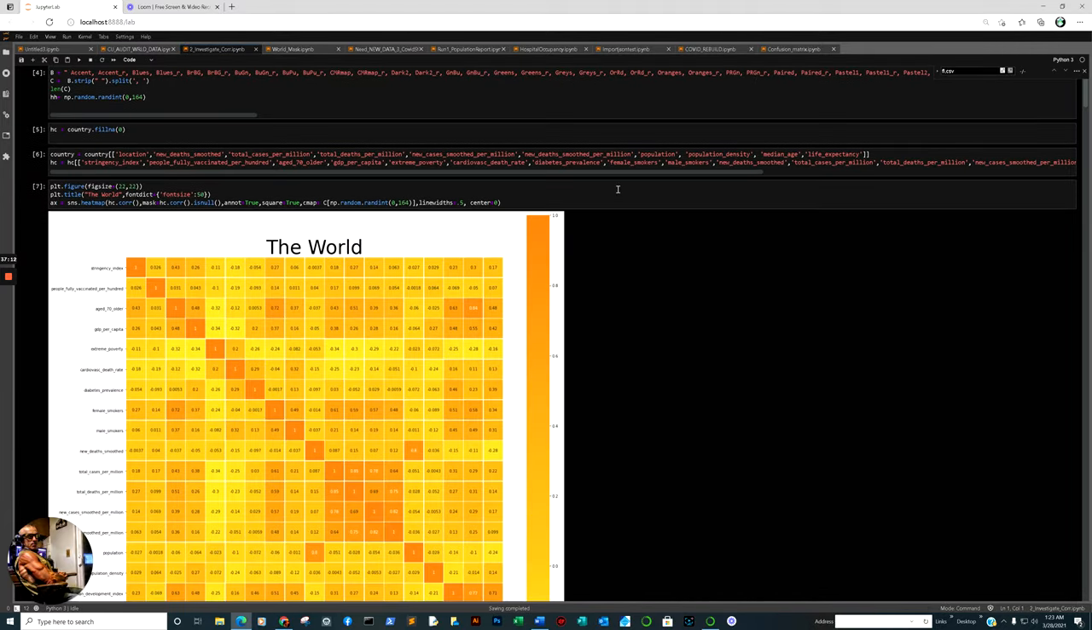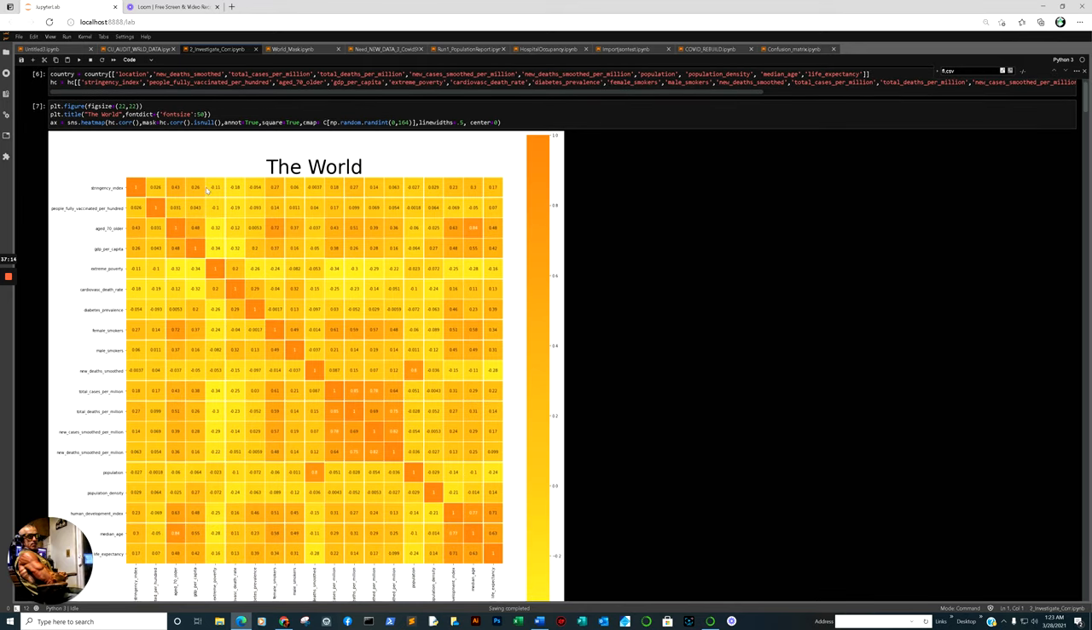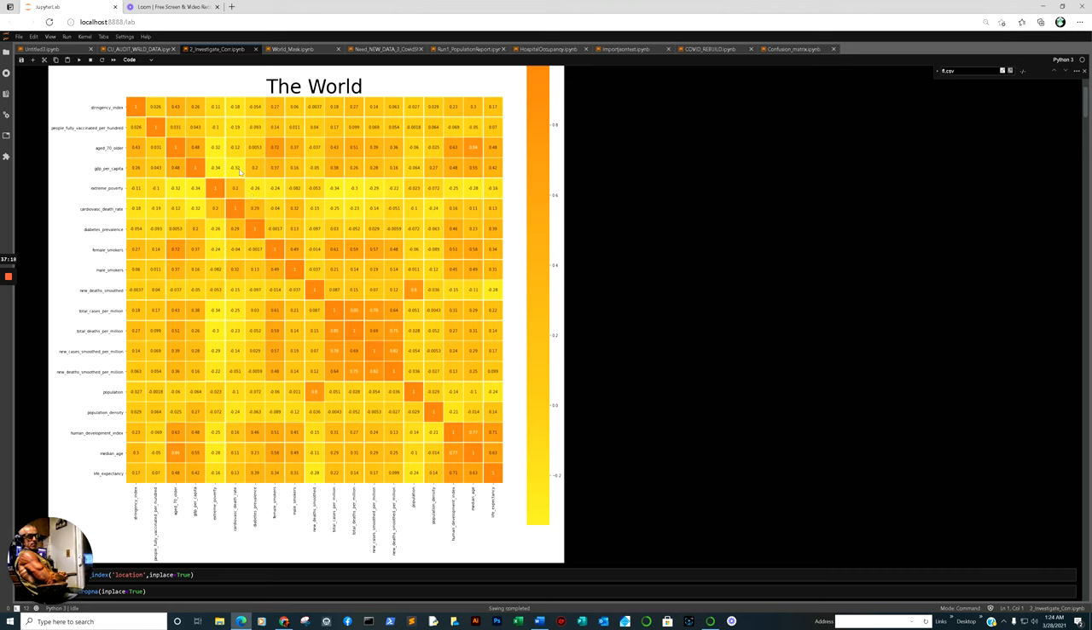Investigation correlation. There's our heat map. And probably not the best heat map, looking at a computer screen. Here's our stringency index, which means the tighter your restrictions, the less disease you're supposed to have.